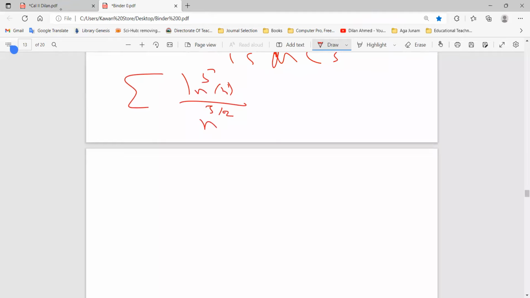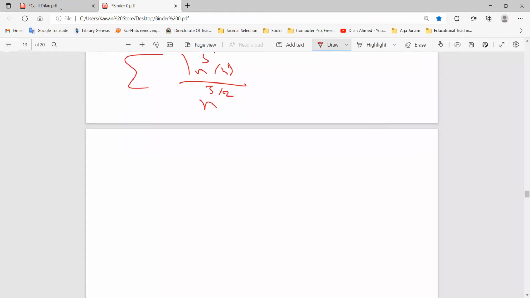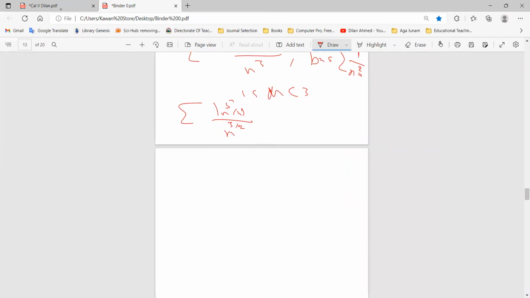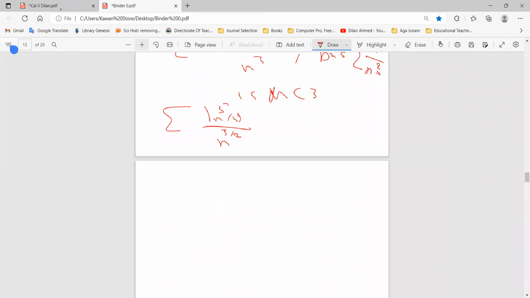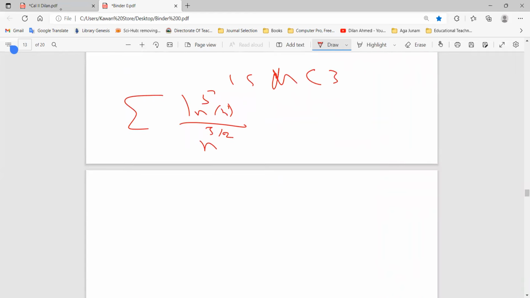Ln to power 5. Ln to power 5 and what? And n to power... Is it converge or diverge? So give me Bn. See? Where's P? P is equal to what? P is 3 over 2.